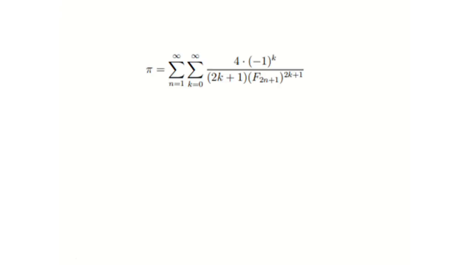In this video, let's look at a very nice connection between pi and Fibonacci numbers. How can we find the value of pi using Fibonacci numbers? You may think they are very unrelated and there is no connection between them. But let me show you a very beautiful connection between them.